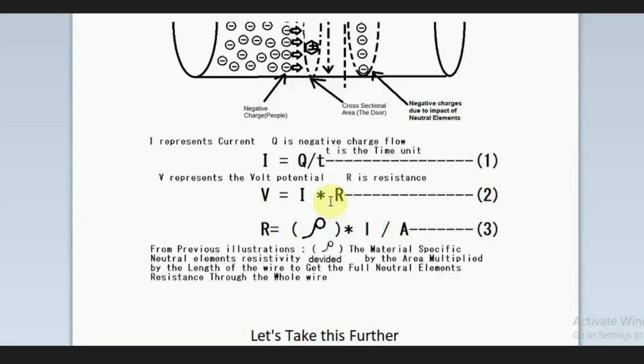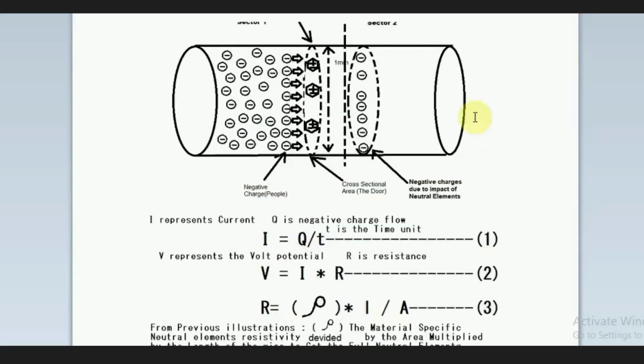It's a lot easier to understand that volt equals the current multiplied by resistance. So when resistance gets high, it's possibly known that the current flow is less. Let's take this practically. Now imagine if the neutral elements get a higher number, which means instead of 3 there's maybe 10 neutral elements.